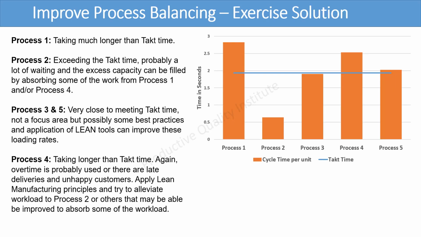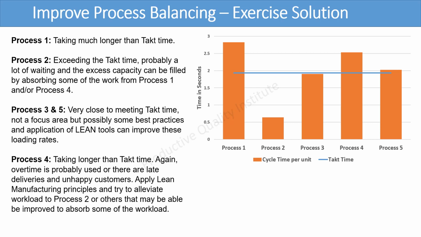Process 1, taking much longer than takt time. Process 2, exceeding the takt time, probably a lot of waiting, and the excess capacity can be filled by absorbing some of the work from Process 1 and/or Process 4. Process 3 and 5, very close to meeting takt time, not a focus area, but possibly some best practices and application of lean tools can improve these loading rates.